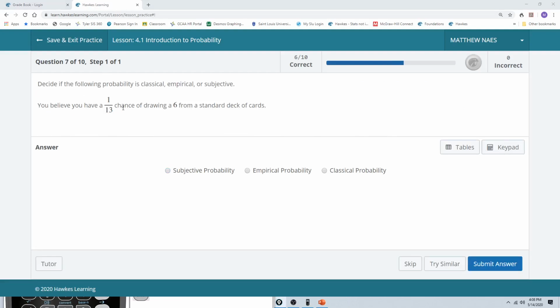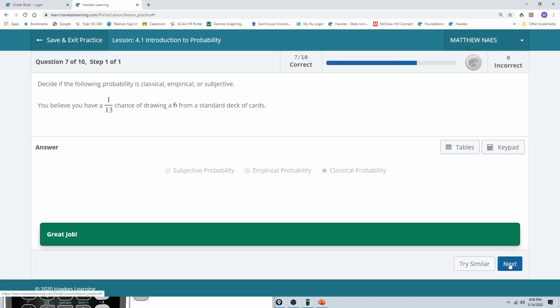You believe you have a 1 in 13 chance of drawing a 6 from a standard deck of cards. That's definitely classical because again, you're not collecting any data. There's 4 sixes out of 52 cards, so that reduces to 1 out of 13. That's classical.